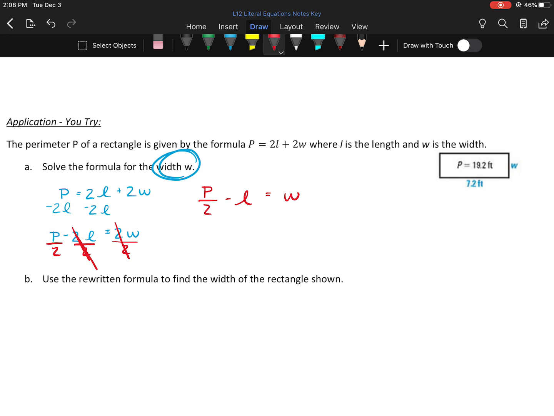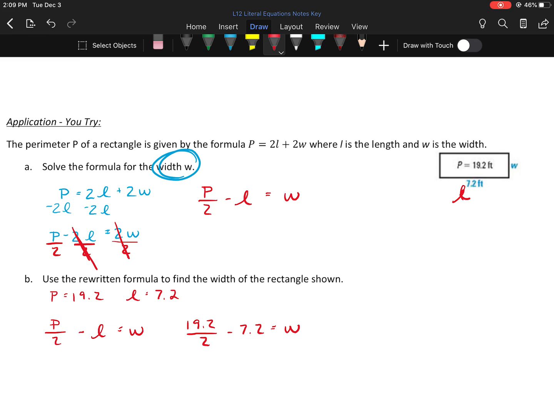Now in the bottom part, it says use that to find the width. But they gave us some information. They told us that P was 19.2, and they told us that the L right here, the length, is 7.2. So let's plug that into our formula. Your formula says P over 2 minus L equals W. I'm going to plug in my L and my P, so 19.2 over 2 minus 7.2 is equal to W.